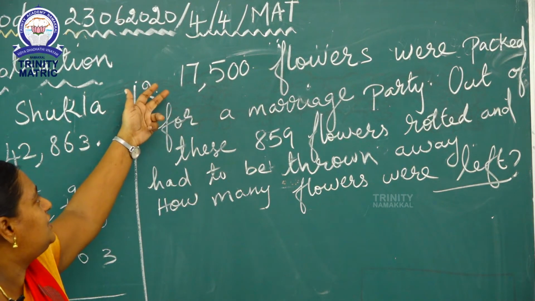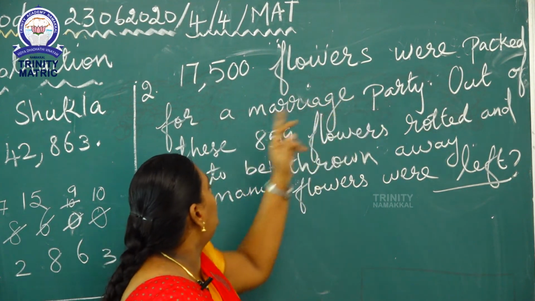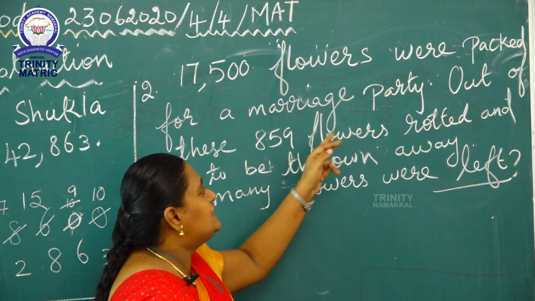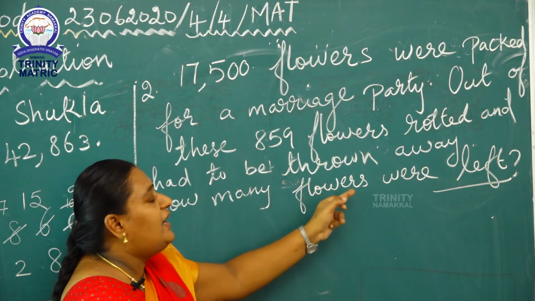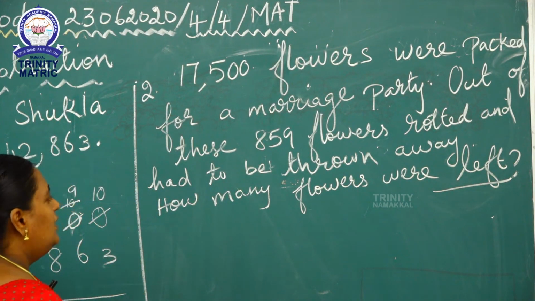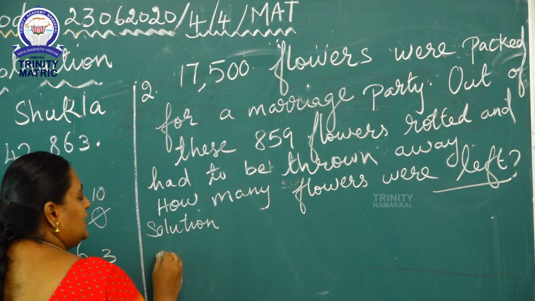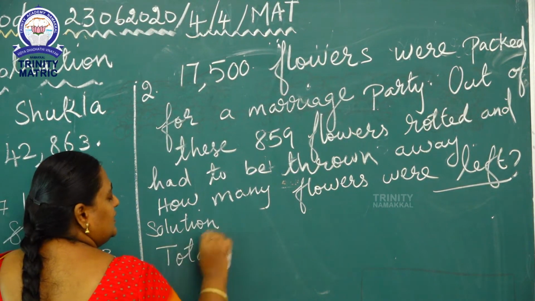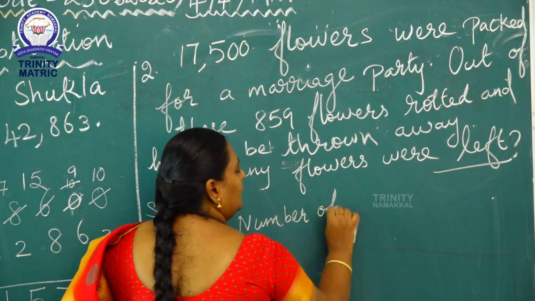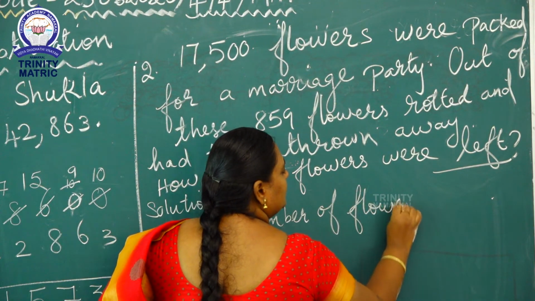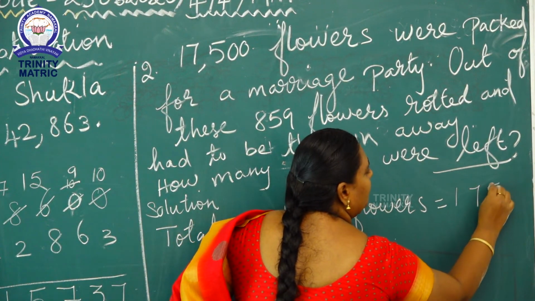So once again I am reading the question. 17,500 flowers were packed for a marriage party. Out of these, 859 flowers rotted and had to be thrown away. How many flowers were left? So this is a subtraction word problem. So, solution. How will you start? Total number of flowers. So total number of flowers how much? Equal to 17,500.